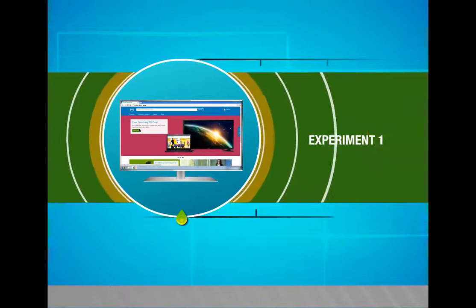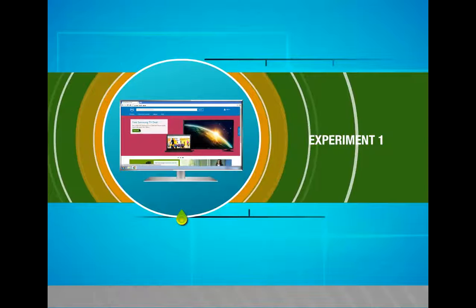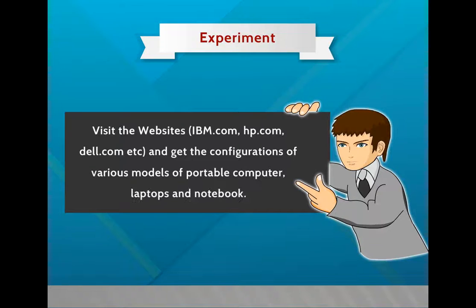Experiment 1. In this video, we are going to see about Experiment 1. Experiment: Visit the websites, that is ibm.com, hp.com, dell.com, etc. and get the configurations of various models of portable computers, laptops and notebooks.